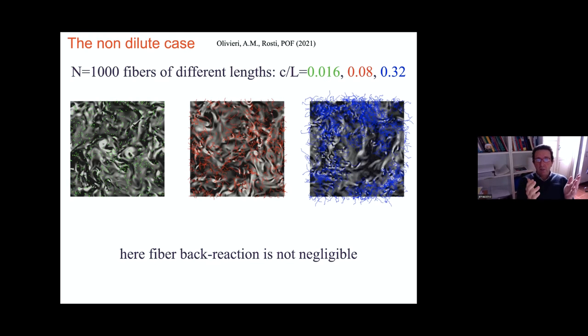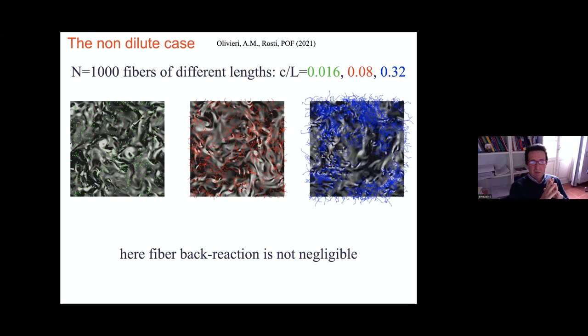Here, of course, we are in a situation which is not dilute, but we are not really in a dense regime. So there is a clear back reaction changing the properties of turbulence as a whole, as we will see in a moment. The situation is different with respect to the previous one, where with just one fiber, as I discussed, we are not changing the property of turbulence as a whole. Here, the situation is different from this point of view.